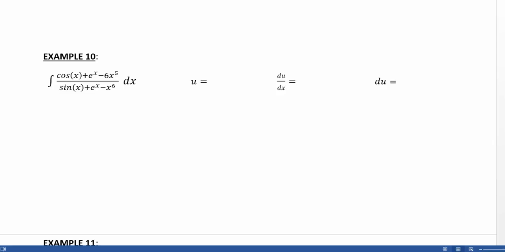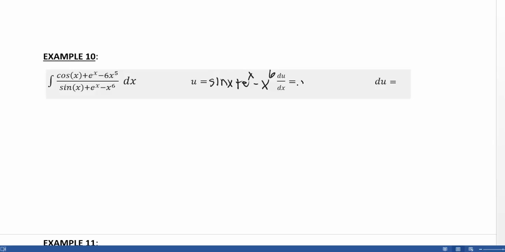So that's our clue that here we're probably doing integration by substitution and we're expecting our resulting answer to be some form of the natural log. So again, we're going to pick our u to be the function that's in the denominator. So here, that'll be sine x plus e to the x minus x to the 6th. Now we need to take the derivative of that function.